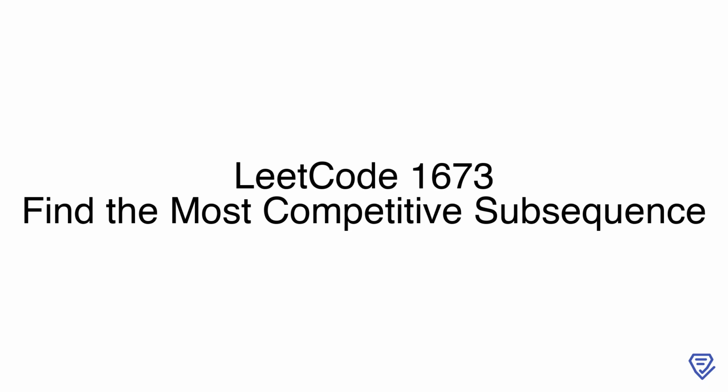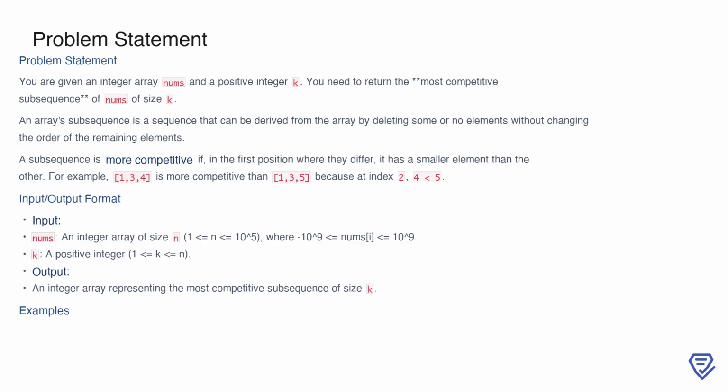Welcome! In this session, we'll be exploring problem number 1673, Find the Most Competitive Subsequence. Together, we'll break down the problem, understand its requirements, and work through an effective solution. Let's dive in. In this problem, you are given an integer array called nums and a positive integer k. Your objective is to find the most competitive subsequence of size k from the array.